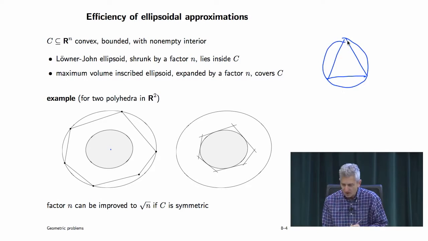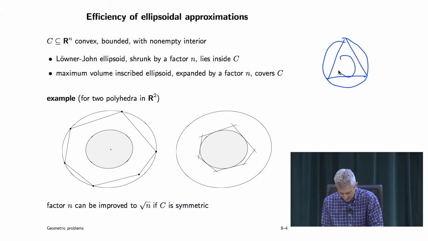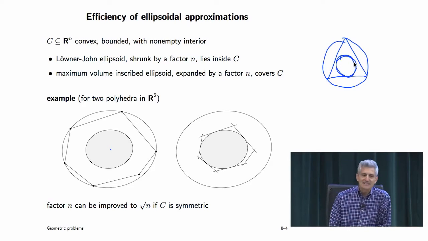There's your minimum volume ellipsoid, a circle. There it is. And in this case, guess what? You have to shrink it exactly by a factor of n before it fits inside. And that tells you that this factor of n cannot be improved. Okay? So the least ellipsoidally approximable convex set is a simplex.